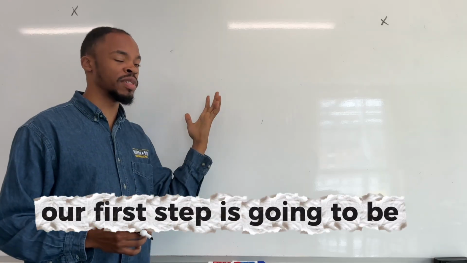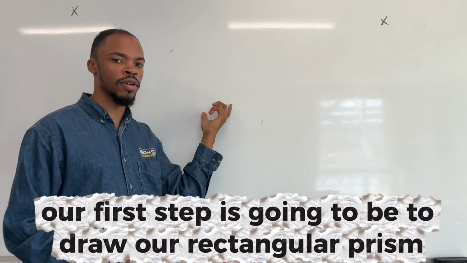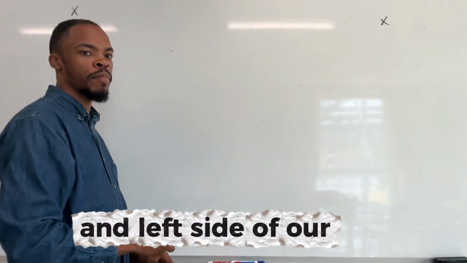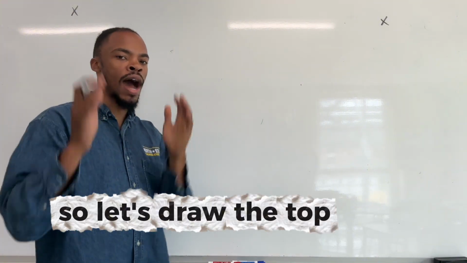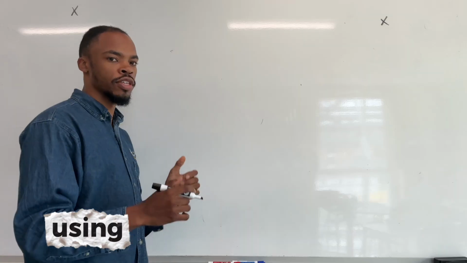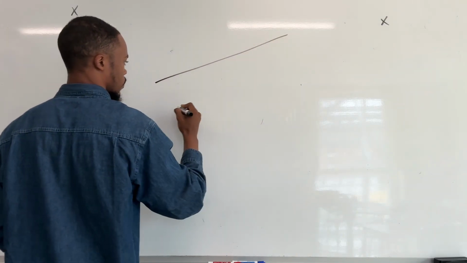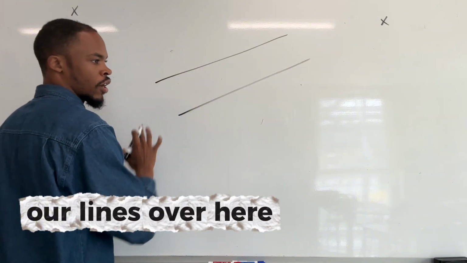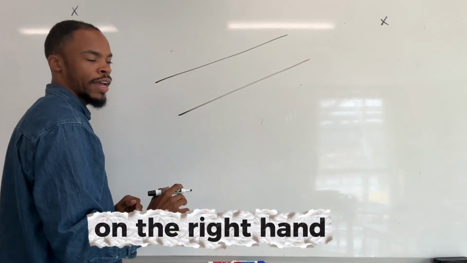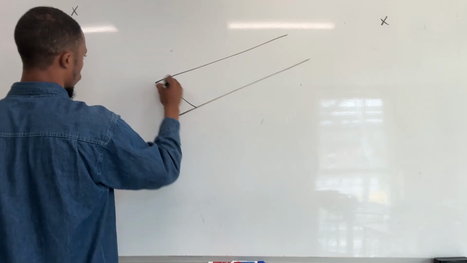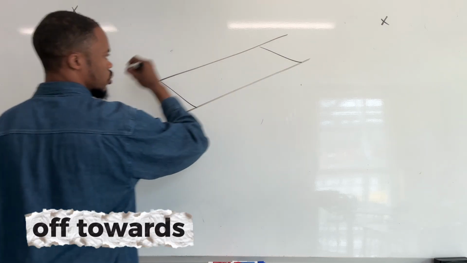Our first step is going to be to draw our rectangular prism. Now we already know we have vanishing points on our right and left side of our page. So let's draw the top of our rectangular prism using those vanishing points. Our lines over here are going off to the vanishing point on the right hand side. Same thing on the left. Off towards our vanishing point.